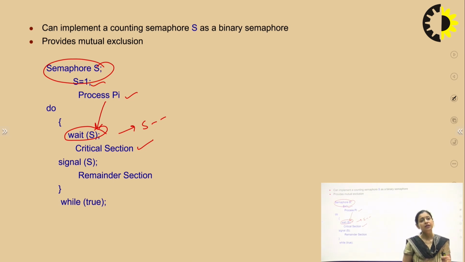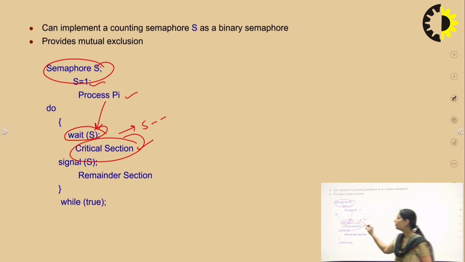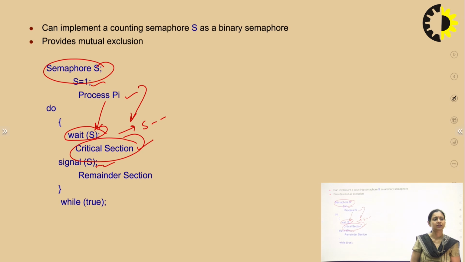The process which entered into the critical section will perform the execution. Once the execution is done, when it is exiting from the critical section, it will again increment the value of the semaphore by 1, so that the other processes which wish to enter can enter into the critical section. Then the process will enter into the remainder section and will exit.